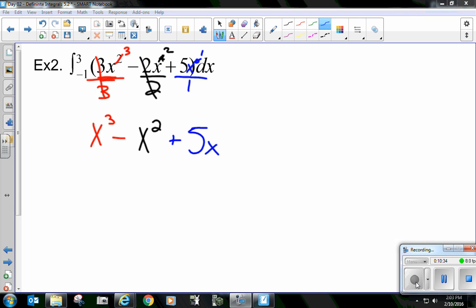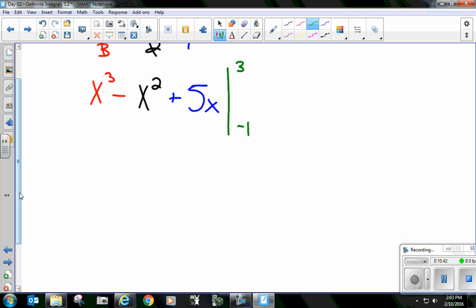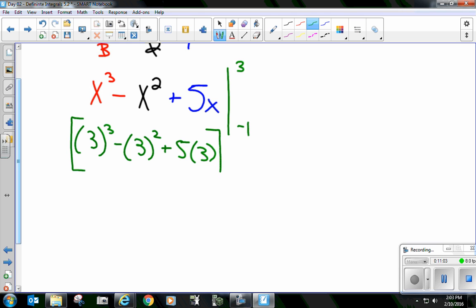You guys are all good enough to get that. Now, I've got to take this from 3 to -1. I want you to get the habit to do two things. First, when you input a number, put parentheses around it: 3 cubed minus 3 squared plus 5 times 3. That will take care of any questions with negatives and positives. Then I want you to put brackets around that whole thing, minus the same thing with a -1 in. Now you can evaluate both of them and just subtract them separately, okay?